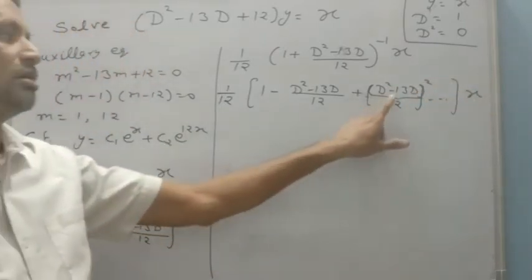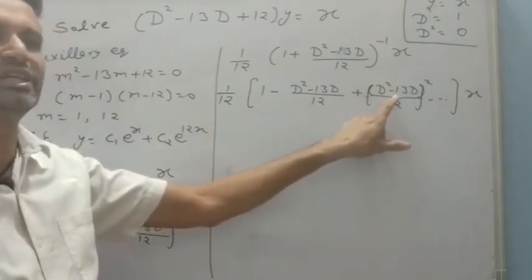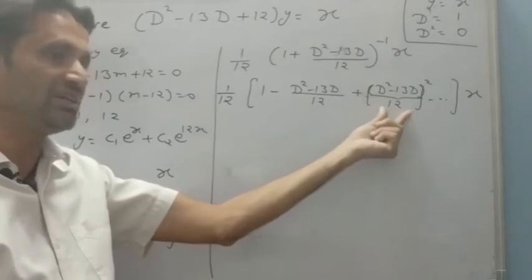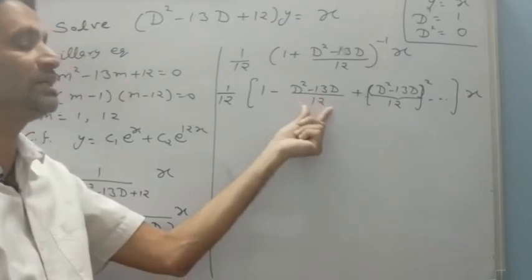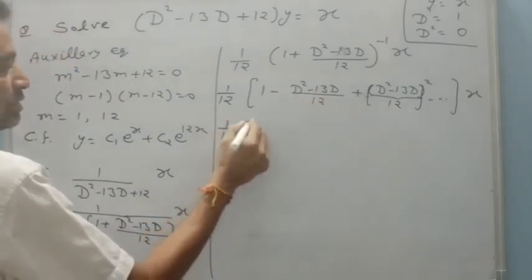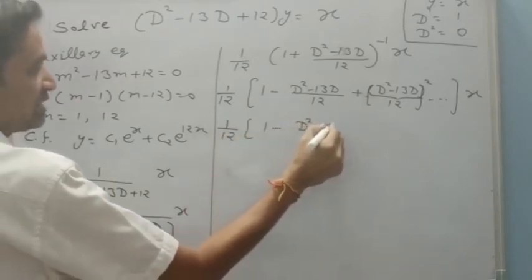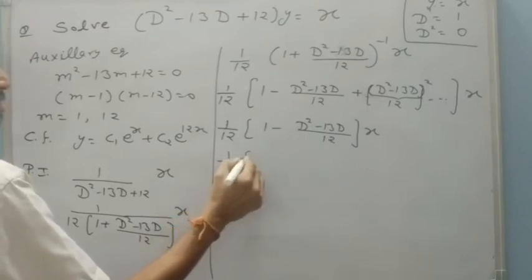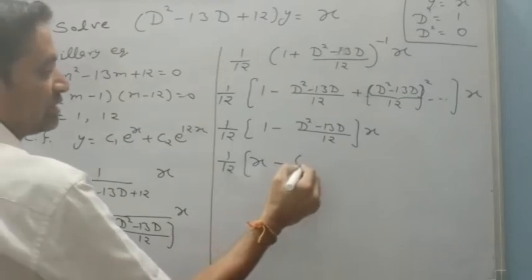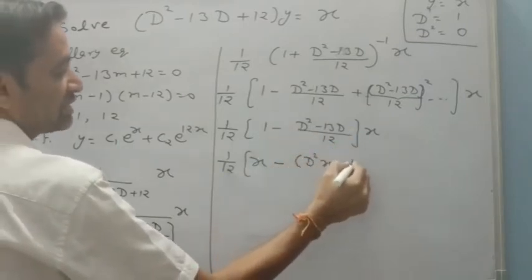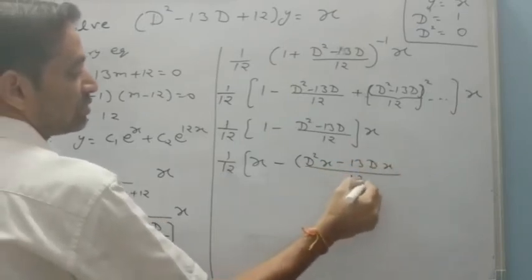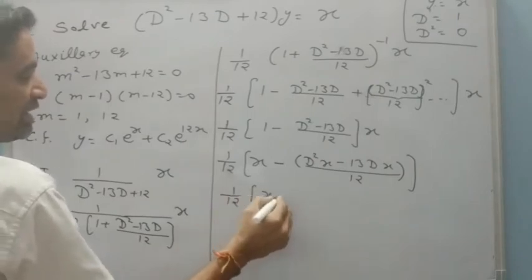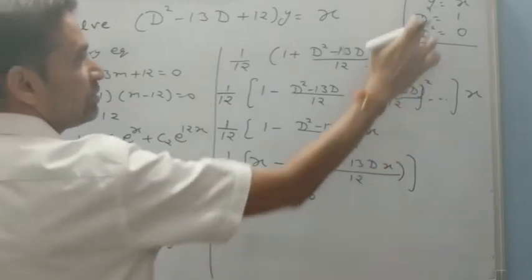As I can see here, when I expand it, there is a minimum power of D square we will get, and the D square will become 0. So it means for this particular part, the derivative will always be 0. So why will we use it? I just take this term only. It will become 1 by 12 [1 minus (D square minus 13D) upon 12] of x. Now just multiply. I will get 1 by 12 [x minus (D square of x minus 13 D of x) upon 12]. You see here, the second derivative of x will be 0. So the equation will become 1 by 12 x minus, this will become 0. First derivative will be 1, means 13 upon 12.